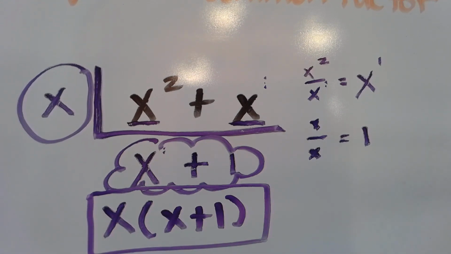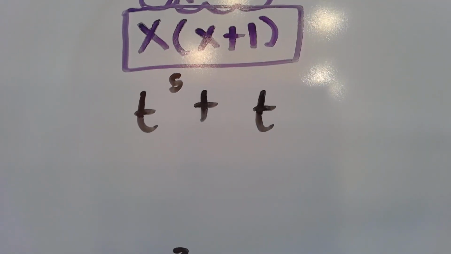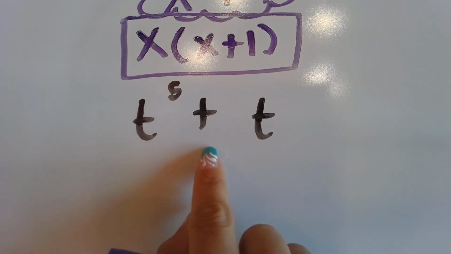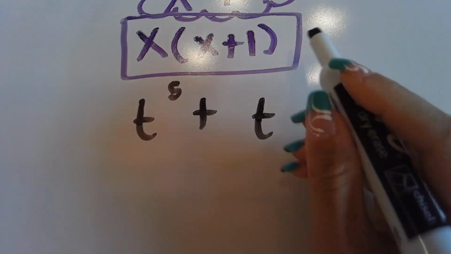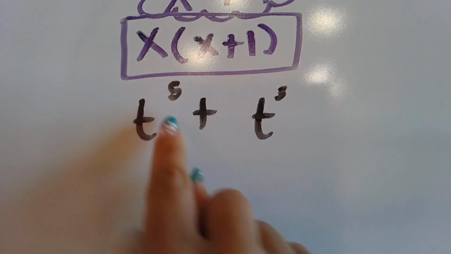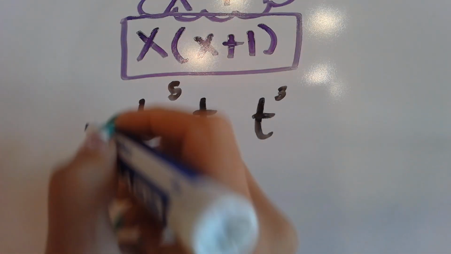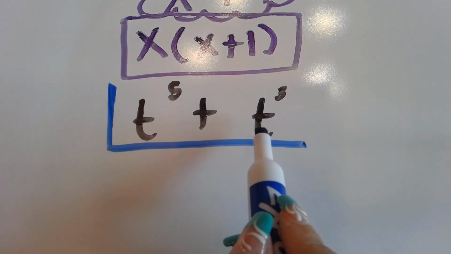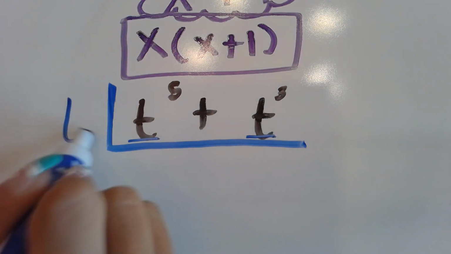Let's look at a second example. So we have here t to the 5th plus, and actually I want to change this one to t to the 3rd. So t to the 5th plus t to the 3rd. Let's set up our ladder, and let's think division, right? And what they have in common. They both have a t. So let's pull out that t.